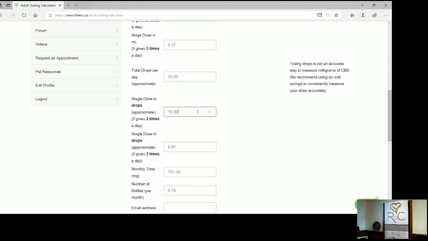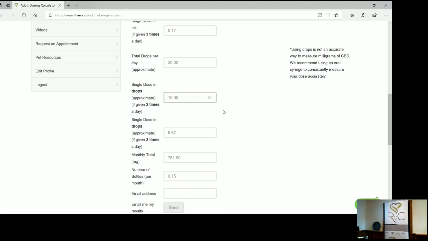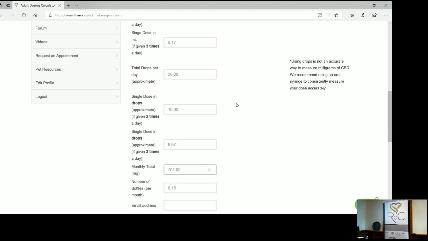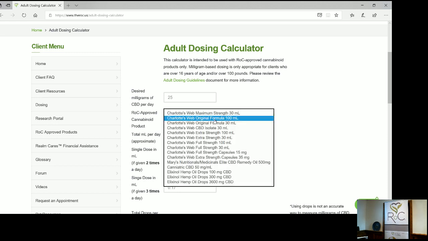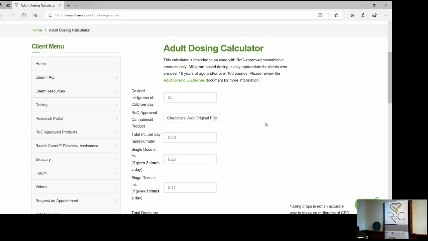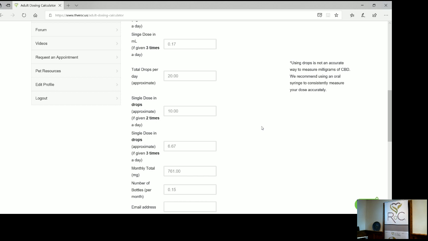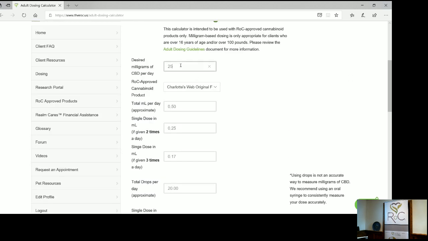Another thing with the calculators is that it also tells you the monthly total. So it tells you how much CBD you're going to be using in a month or over the next couple of months. So for example, the original formula 100 milliliter bottle has 5,000 milligrams of CBD in the bottle, and the 30 milliliter bottle has 1,500 milligrams of CBD. So if you know the milligram contents in your bottle, you can figure out how long it's going to last you. Conversely, if you put in 50 milligrams, it'll give you the same type of calculations.